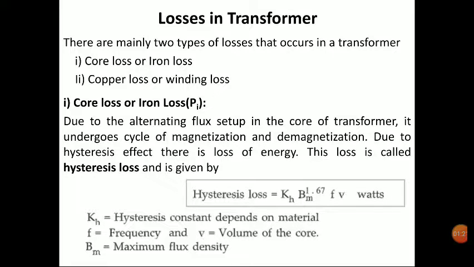The power loss will be directly proportional to the area inside that hysteresis loop, and it is given by hysteresis loss equals Kh into Bm power 1.67 into F into V. Here Kh is the hysteresis constant. This mainly depends upon the type of material used for the construction of the core. F is the frequency at which it is operating, V is the volume of the core, and Bm is the maximum flux density.